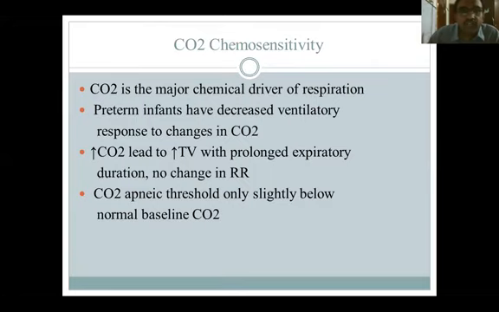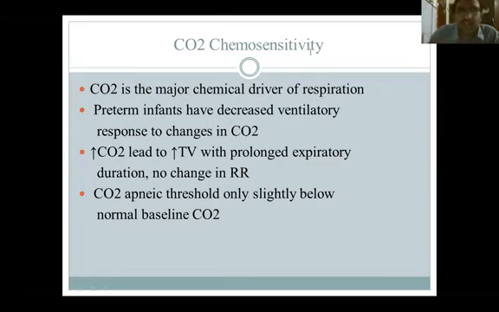Then coming to carbon dioxide chemosensitivity. We all know that carbon dioxide is the major chemical driver of respiration. Premature infants have a decreased ventilatory response to any changes in the arterial CO2, which is reflected in the CSF. This is because of the decreased sensitivity of the medullary respiratory center to carbon dioxide in premature infants. An increase in carbon dioxide usually leads to stimulation. In a premature baby, the carbon dioxide apneic threshold is only slightly below the baseline. Means whatever stimulates a term baby may not be sufficient for the premature baby. That's the meaning of it.